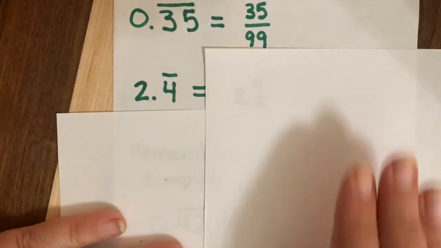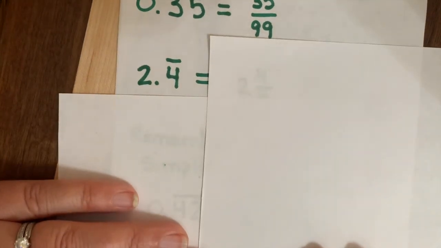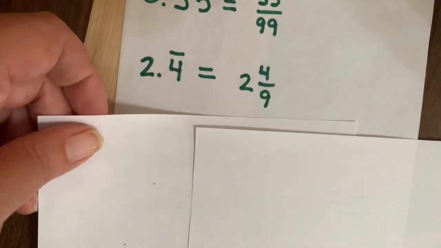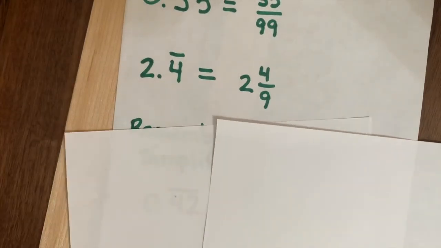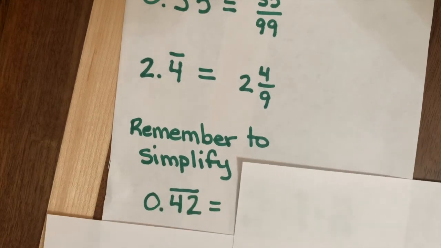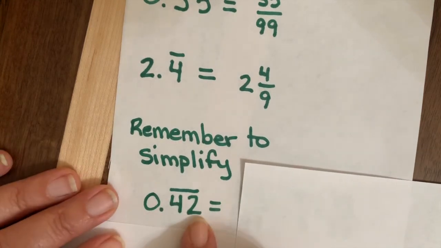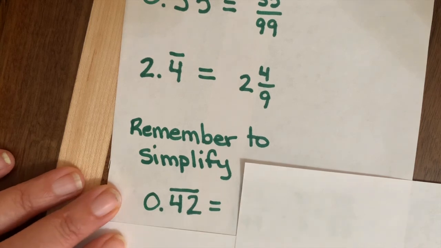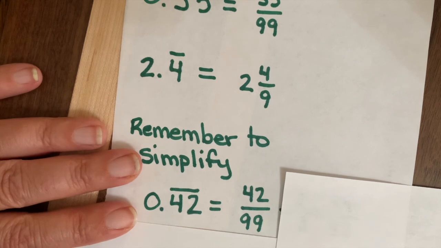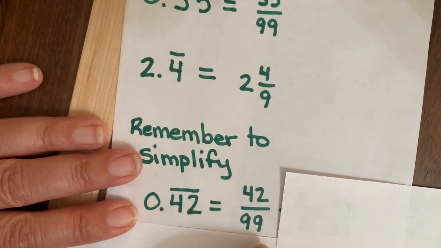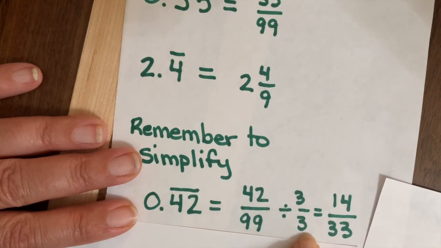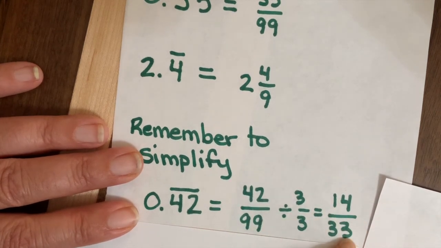And 2.4 with the 4 repeating would be 2 and 4/9. And then one more, just remember to simplify. So 0.42 repeating would give us 42 over 99. Remember, though, 3 goes into both 42 and 99. So that would be, divide both top and bottom by 3, so you would get 14 over 33.